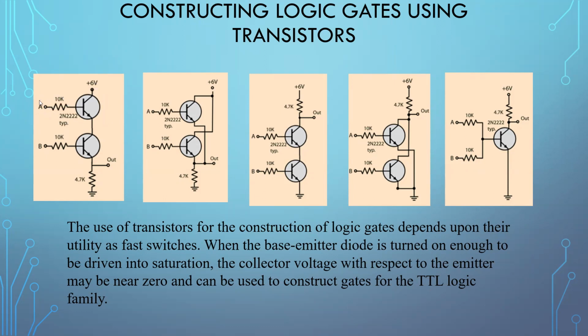Similarly, if the base voltage is zero, no current IC will be flowing, so all the applied voltage drops across VCE. Using these two concepts, we can create different kinds of logic gates. Let us understand one by one.